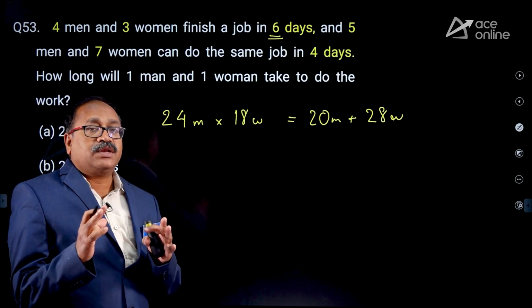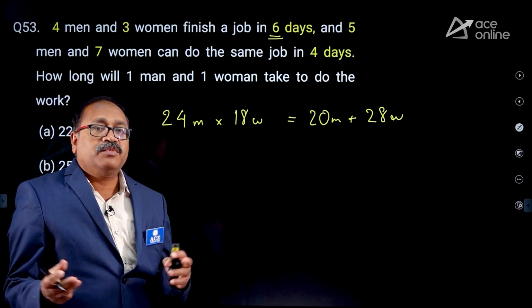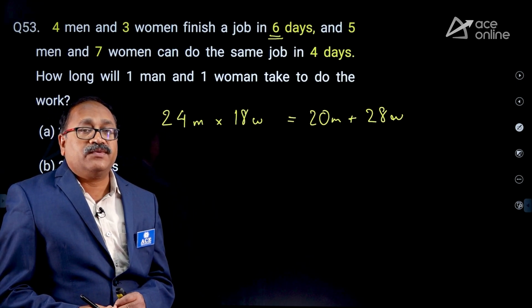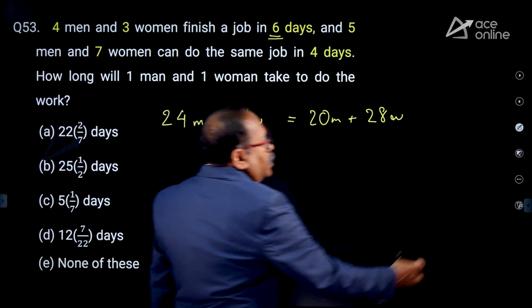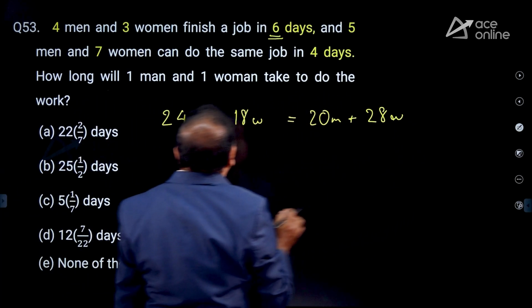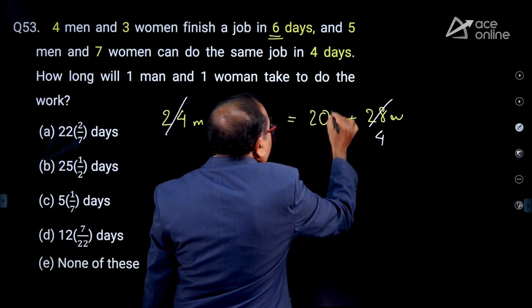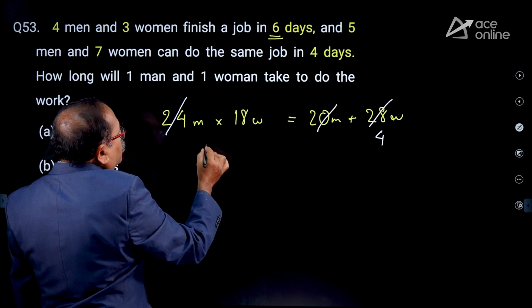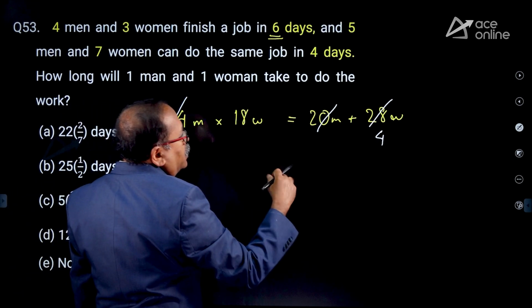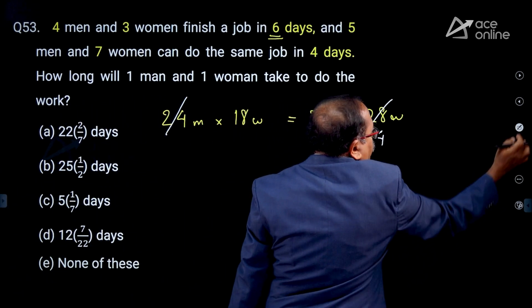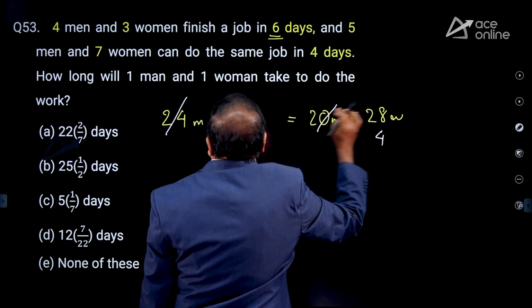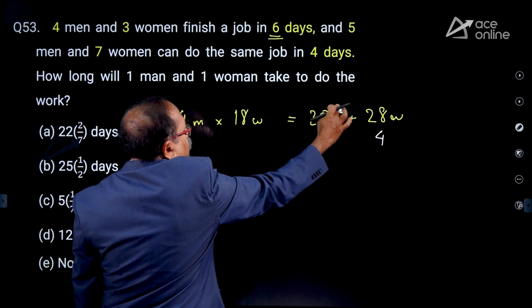By using this equation, I get the ratio of men to women, which in turn gives me the efficiency ratio of men to women. So let's complete that part. I notice that this gets cancelled. This is 4 women and this gets cancelled. So here it is 10 women. Okay, so I will just erase this part over here.